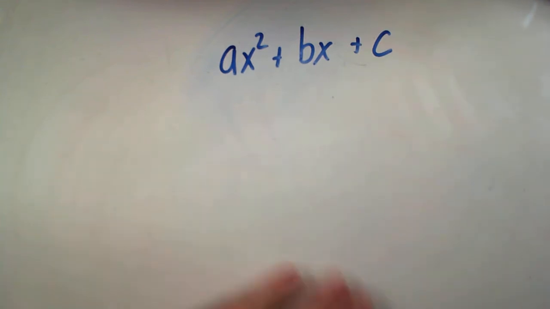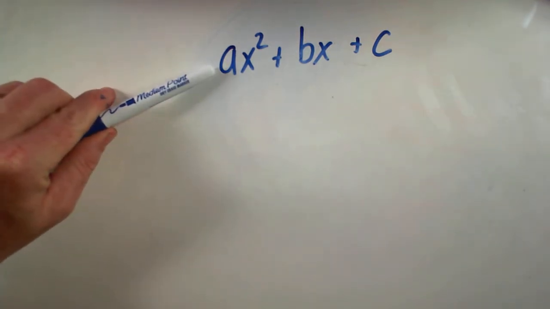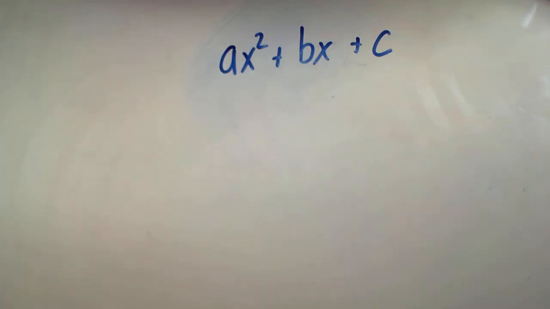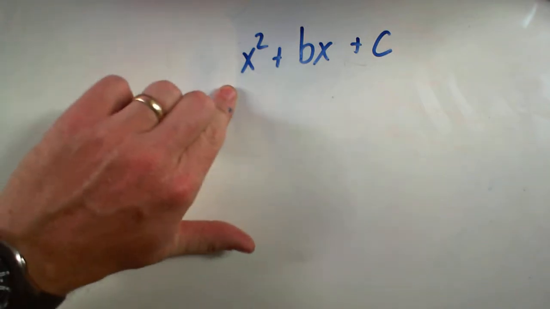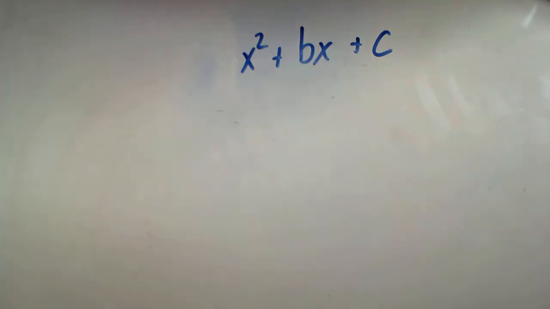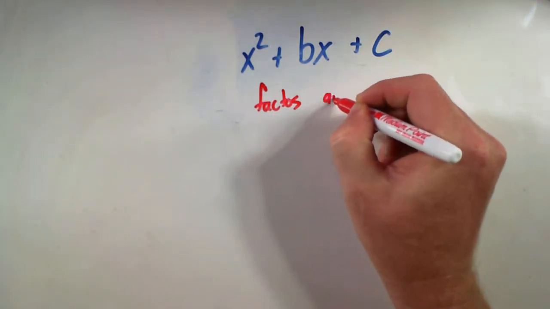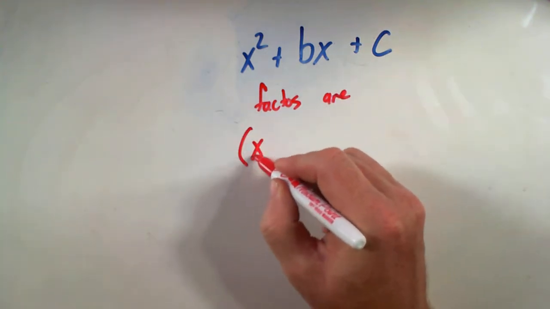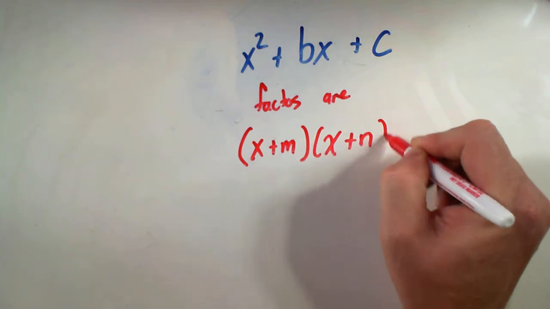And when we factor this, the first type of factoring that we're going to look at are factors of the form where this a value is just a 1. So I'm going to erase that a value, because if there's nothing there, that means there's just a 1 out in front. So the factors of this are x plus m times x plus n.